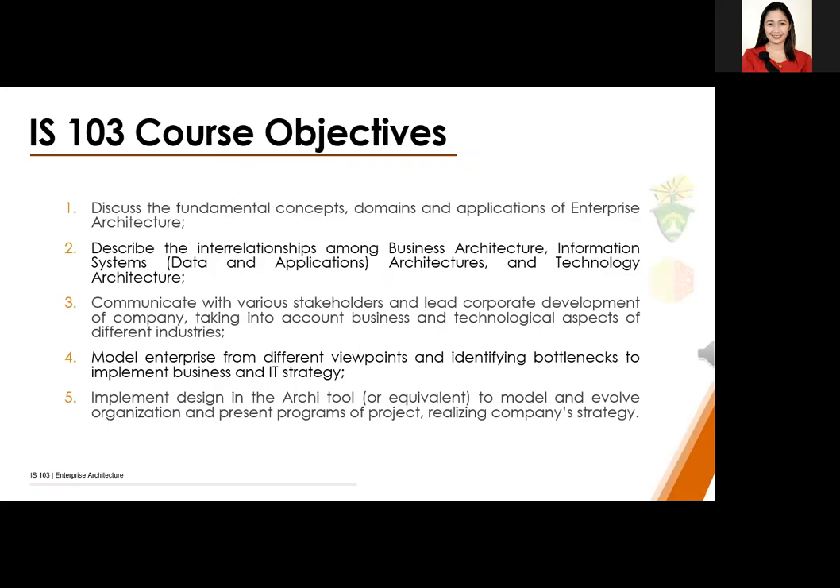So at the end of the semester, you should be able to discuss the fundamental concept, domains, and application of enterprise architecture, describe the interrelationships among business architecture, information system architectures, and technology architecture, communicate with the different stakeholders, and lead corporate development of the company, taking into account the business and technological aspects of different industries. Another is to model enterprise from different viewpoints and identify the bottlenecks to implement business and IT strategy. Fifth is to implement design in the Archi tool or equivalent to model and evolve organization and present a program of projects realizing company strategies.